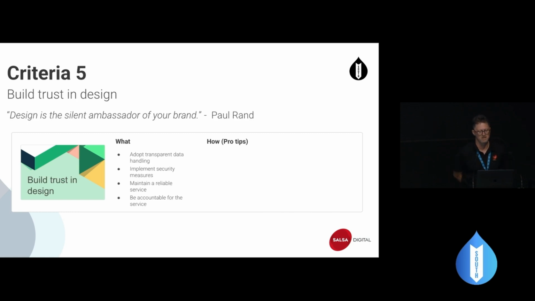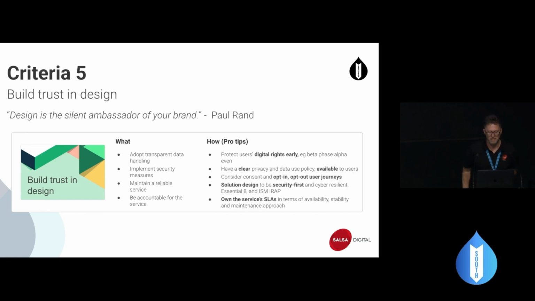Criteria number 5, build trust in design. So what does this criteria involve? From the standard, you'll see adopt transparent data handling, maintain a reliable service, these types of things. So how? Users' digital rights are not only a production thing. We need to ensure alpha concepts and beta releases are also aware of users' digital rights. Make a privacy and data use policy clearly available. Consider opt-in and opt-out user journeys.